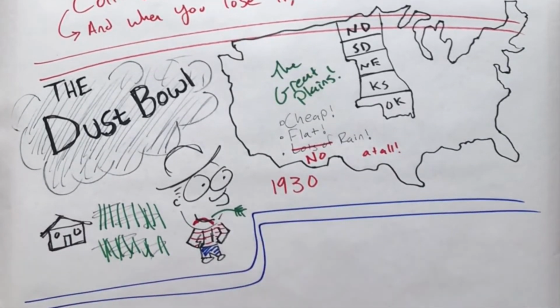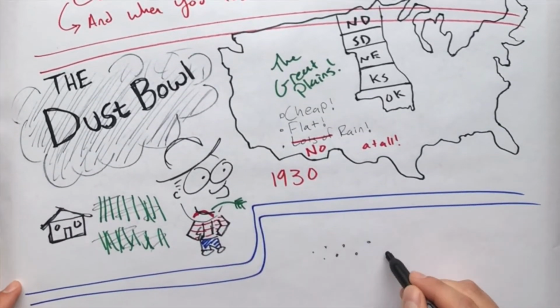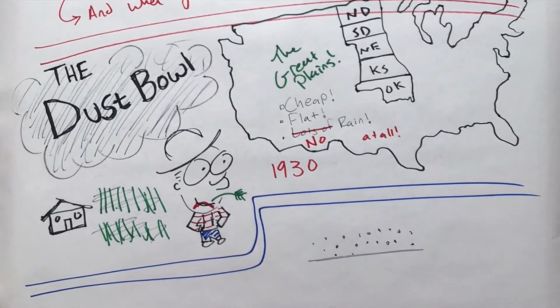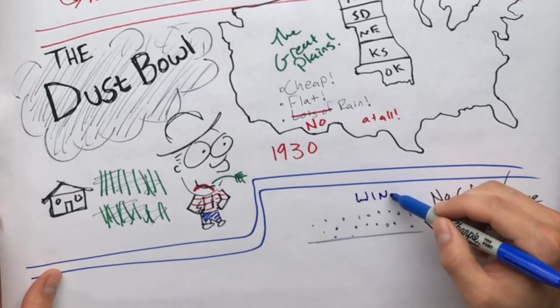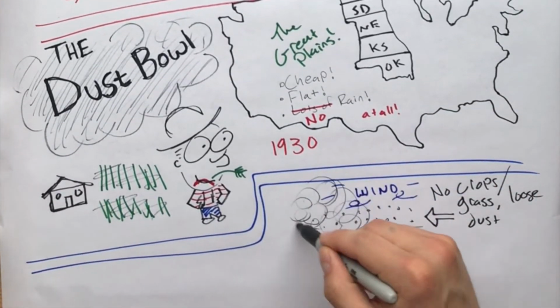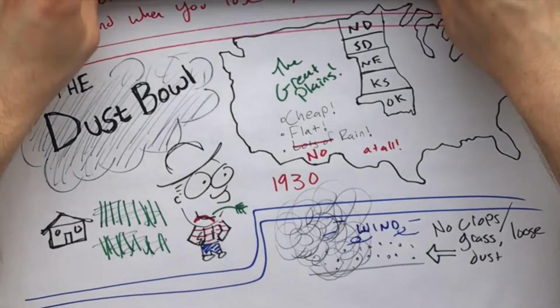But beyond that, the thing about plains is that they're flat. And so, without any grass or crops to hold that dirt in place, when the winds swept across the plains, it would kick up massive dust storms. I really encourage you to take a minute and Google some of the images from this time period.